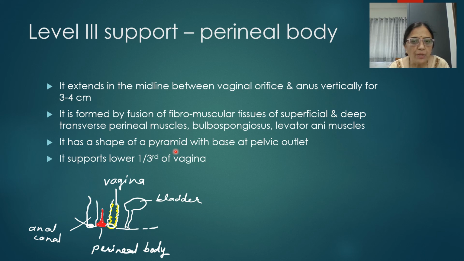It has the shape of a pyramid with the base at the pelvic outlet. Here you can appreciate the bladder, then going posterior the vagina, and then posterior most the anal canal. In between the anal opening and vaginal opening we have this pyramid shaped body, the perineal body, with the apex superior and the base at the lowermost end, being inferior.